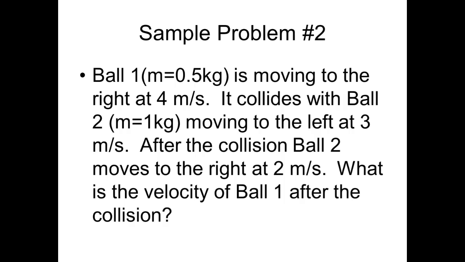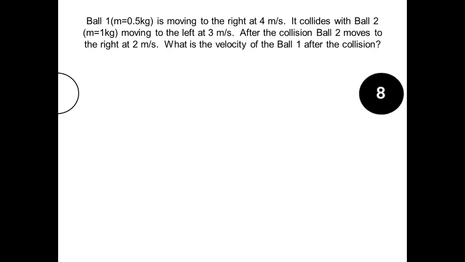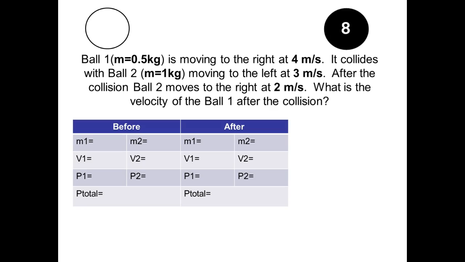There's a lot of given information, so we need to make sure that we organize it well. So the two balls come at each other, go in different directions, and they bounce away from each other. Let's organize this into before and after. Before, there's two objects, two billiard balls. After, there's two objects, two billiard balls. So I need to have two masses, two velocities, two momentums before, two masses, two velocities, two momentums after. And both have to have a total momentum.